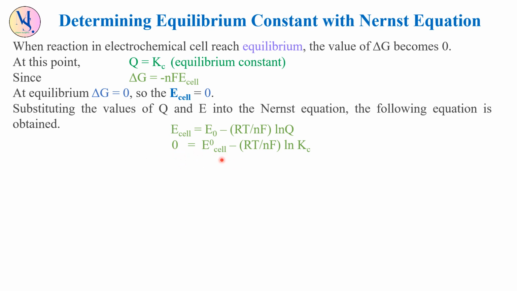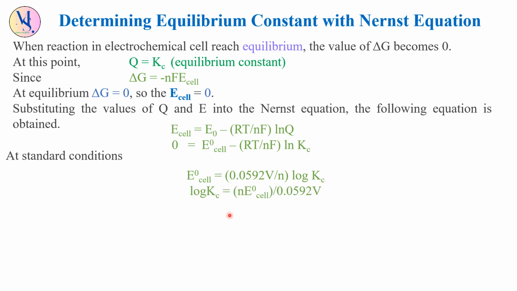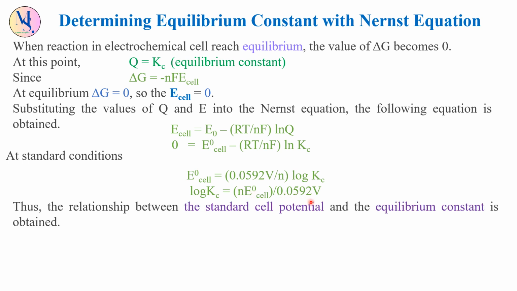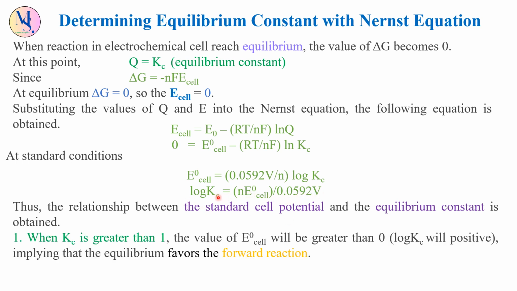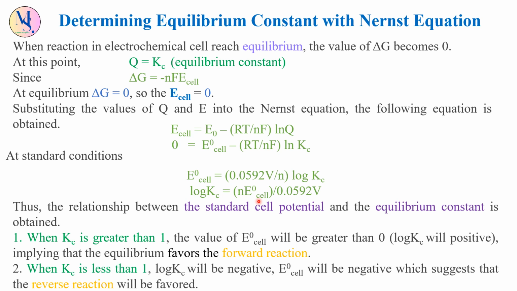From this equation, we can write the EMF of the cell at standard conditions like this, and from this equation we can separate log Kc, which becomes equal to n E naught over 0.0592 volt. So the relationship between standard cell potential and equilibrium constant is obtained. From this relation, we can deduce that when the value of Kc is larger than 1, the value of standard cell potential will be greater than 0 because log Kc will be positive. It means that the reaction will be favored in the forward direction.